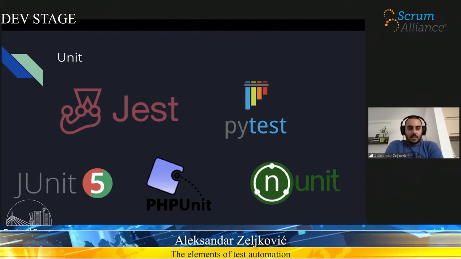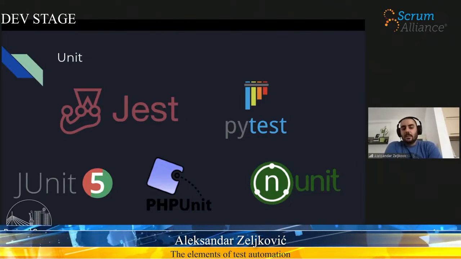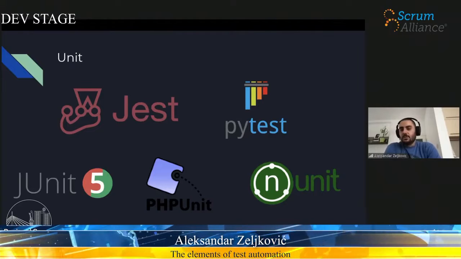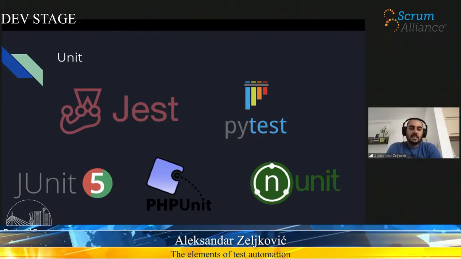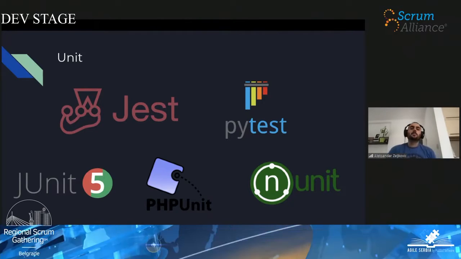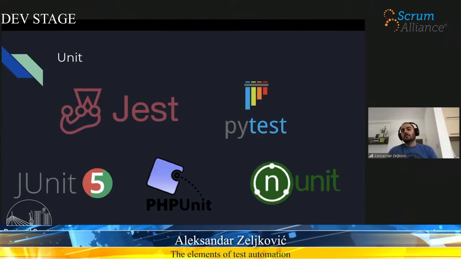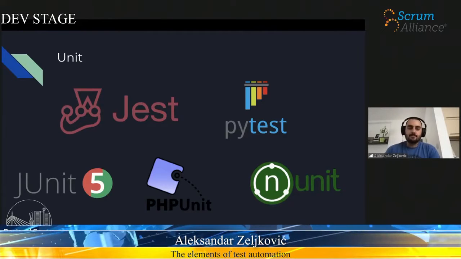Some examples are Jest for JavaScript, PyTest for Python, JUnit for Java, PHPUnit for PHP, and NUnit for .NET. As you can see, unit testing frameworks are usually based on the programming language that you are using, and for every programming language, you usually have 2 or 3 major test automation frameworks, and with some additional criteria, you will pick the appropriate one for your project.